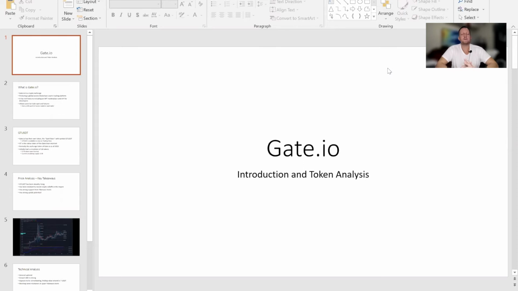Just wanted to fill you in on a project I've been looking at. It's called Gate.io. And this is an introduction to that platform, and we're going to do some token analysis. So discuss a little bit about what Gate.io is all about, and do some technical analysis on their token.